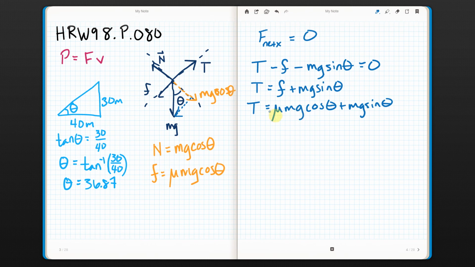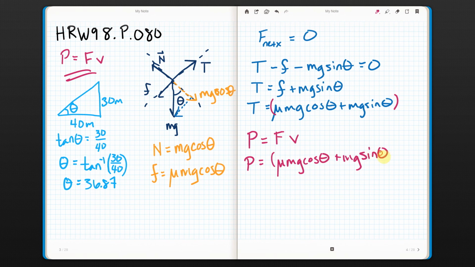And then the power, my final answer that I want, is the force of the winch times the velocity. All of this is the force of the winch. So the power is mu mg cosine theta plus mg sine theta, times v. I know all of those numbers. I've just got to plug them in.